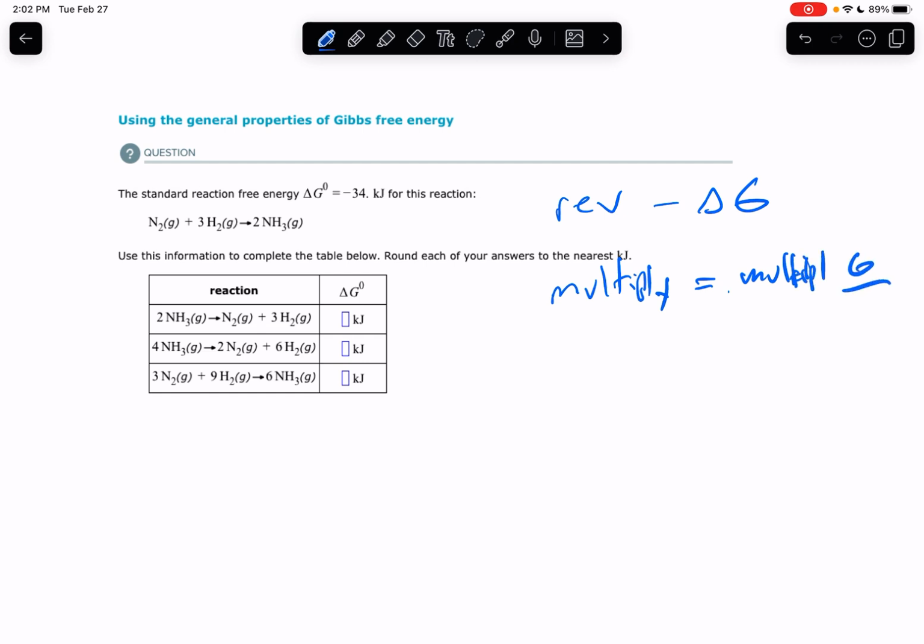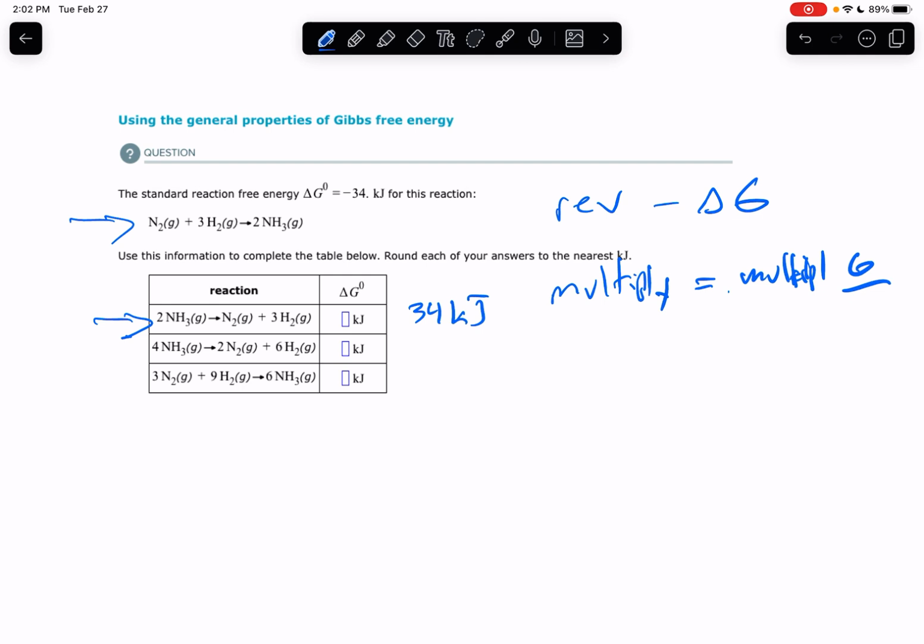So let's take a look at our actual problem here. And if we compare these first two right here, would you agree with me the only difference between this and this is that we have flipped the equation around, right? We've just flipped it. So if we flipped it, we're going to take this value right here and we're going to just flip it. So my value right here is going to end up being negative 34, sorry, it was negative 34 kilojoules. And what I'm going to do is get rid of that. So that's going to be positive 34 kilojoules.